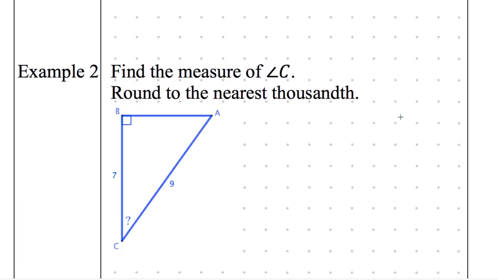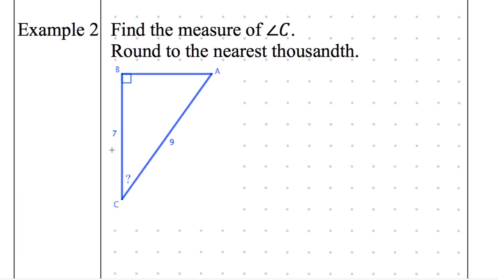So let's go on to example 2. I want to find this unknown angle. We'll call it theta. Round to the nearest thousandth. So first question that I have for you: which trig function are we going to be using? You have a 1 in 3 chance of getting it. It's either sine, cosine, or tangent.